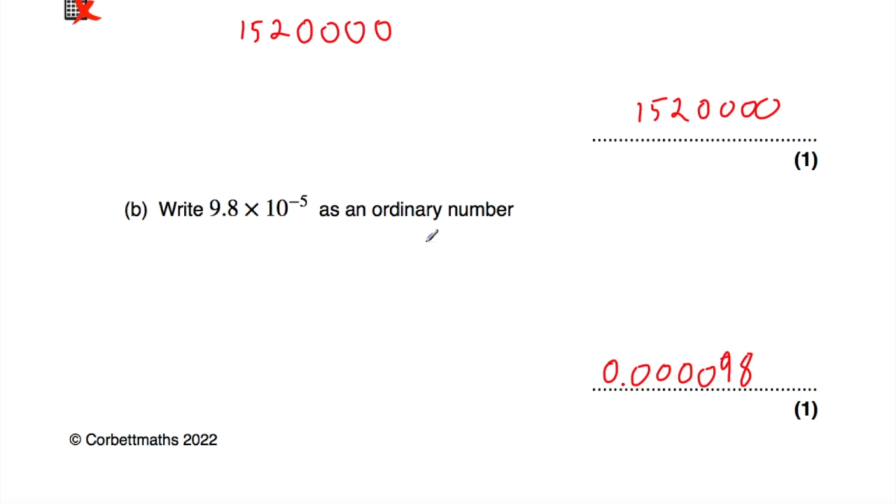So that would be the answer, 0.000098. Or another way to think of it is we're going to move these digits 5 columns to the right, so the 9 would move from the units into, let's just check, 1, 2, 3, 4, 5, into that column, and so on. So that's it, we've written that as an ordinary number. Okay, let's look at our next question, question number 9.